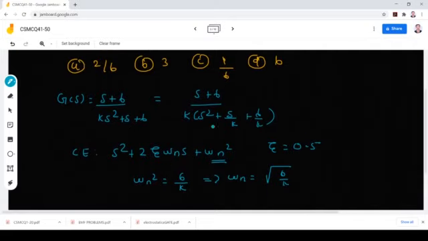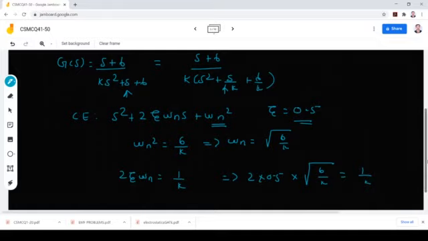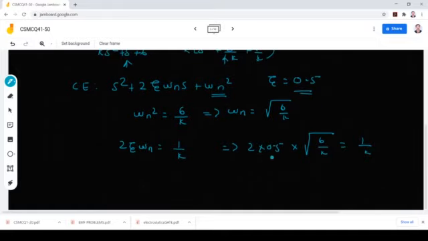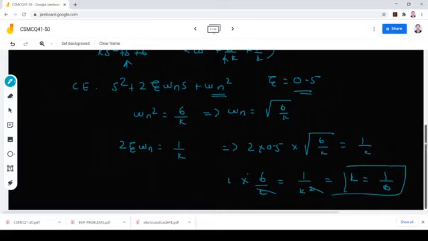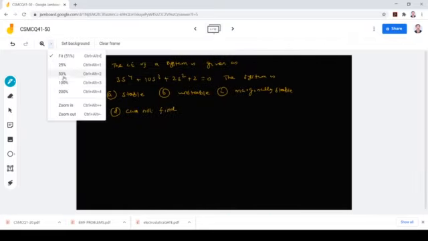Then 2 zeta omega n is equal to 1 by k, comparing the coefficient of s. Omega n we found, zeta they have given. This implies 2 into 0.5 into root of 6 by k is equal to 1 by k. If you simplify and square, 1 squared is 1 into 6 by k on the left, and on the right hand side 1 by k squared. The k cancels. This implies k is equal to 1 by 6. So the answer is 1 by 6. This is a simple problem. Next question.